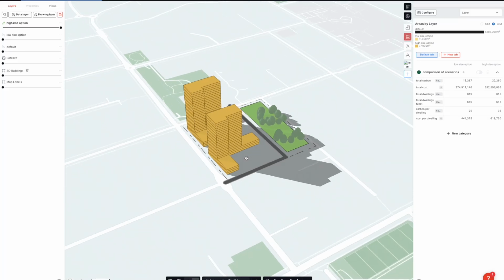Hey guys, in this video I want to talk to you a little bit about two things. The first is the impact of urban planning on two dimensions, the cost dimension and the carbon dimension. And the second thing I want to talk to you about is how similar Giraffe is to a spreadsheet.